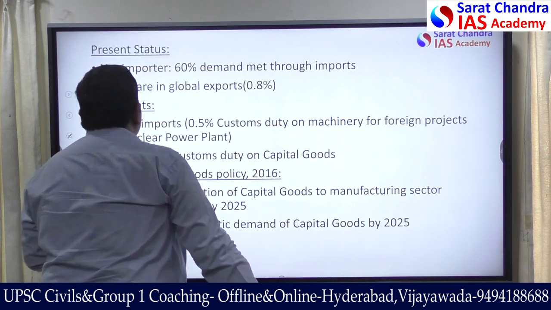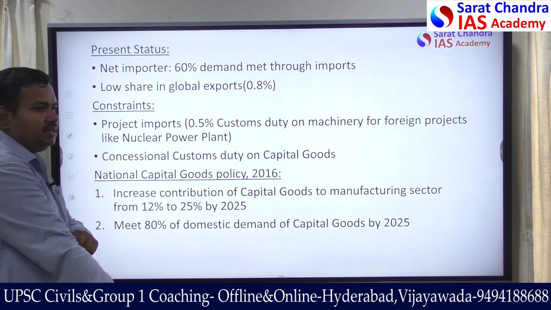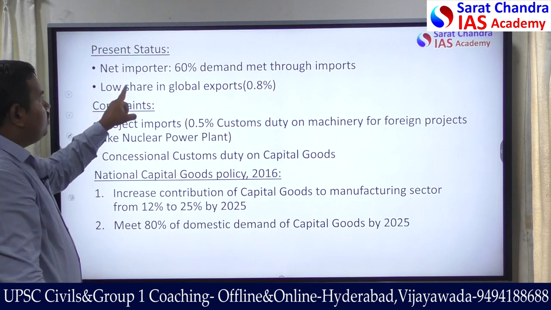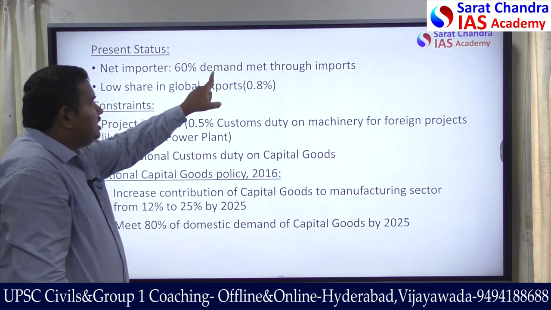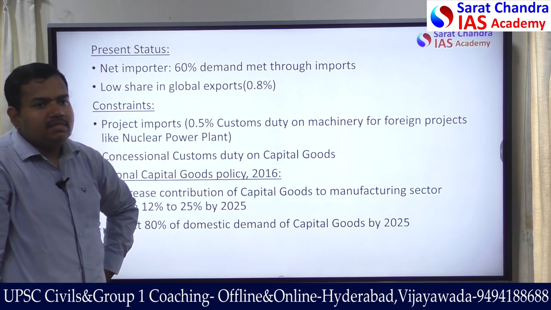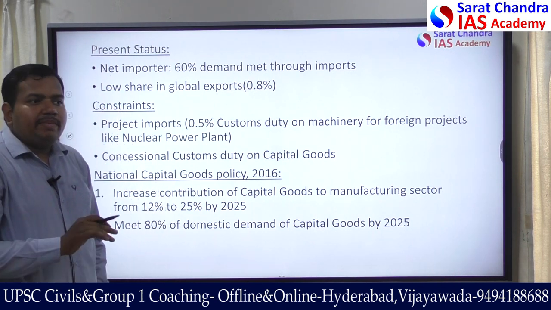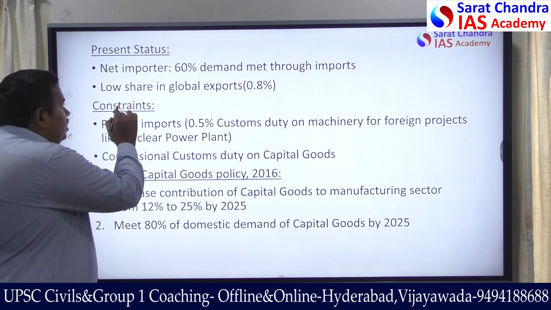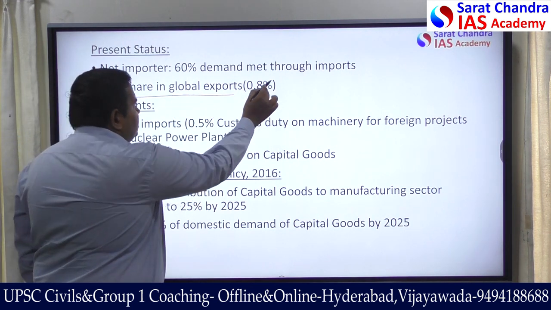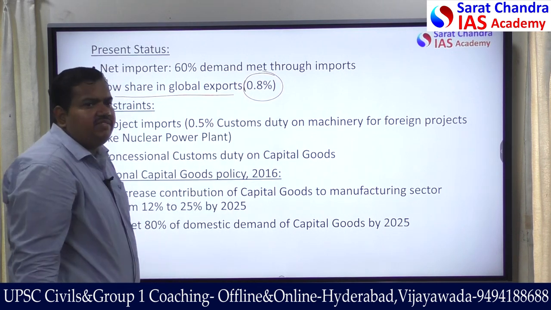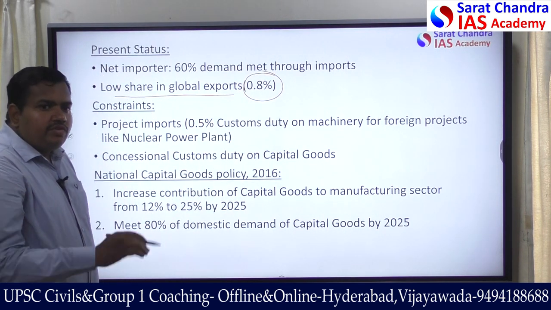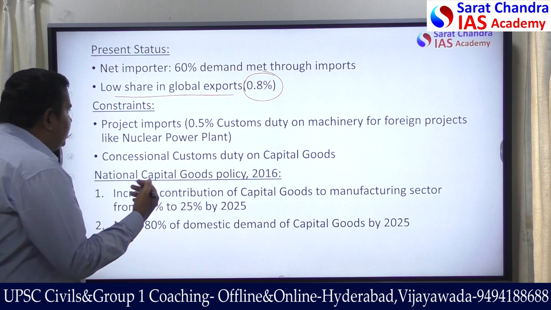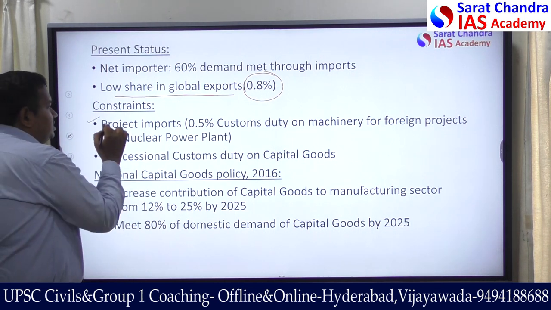Okay, so what is the present status? India is a net importer. That is 60% demand met through imports. 60% of the capital good demand is met through imports only. And low share in the global exports, just 0.8%. Very, very less. So we want to improve this. And for that, there are some constraints.